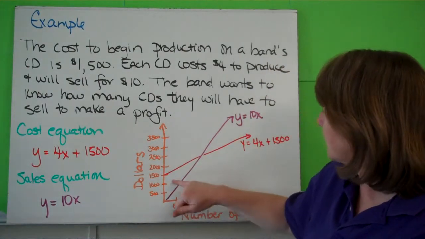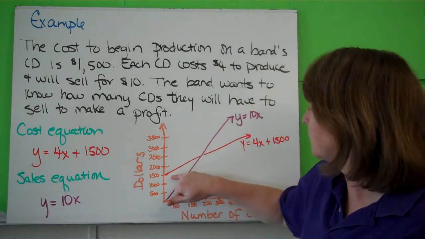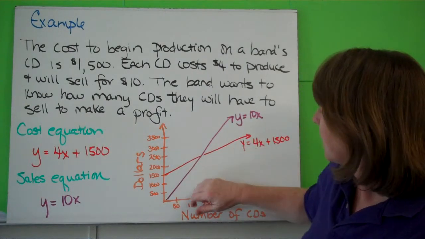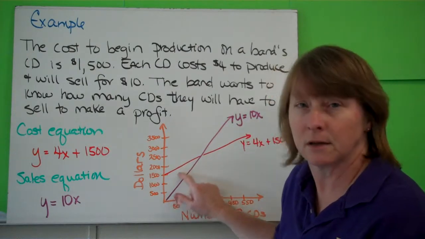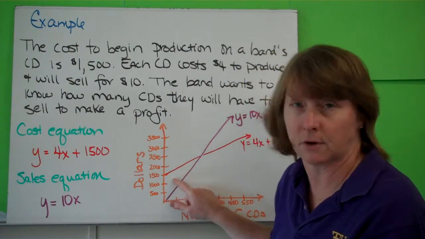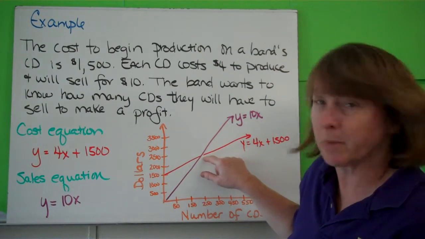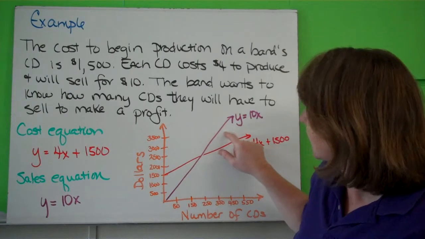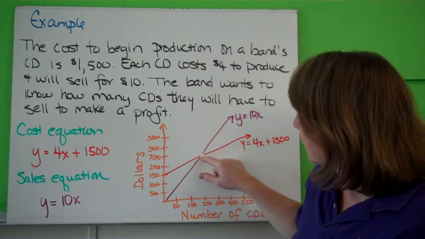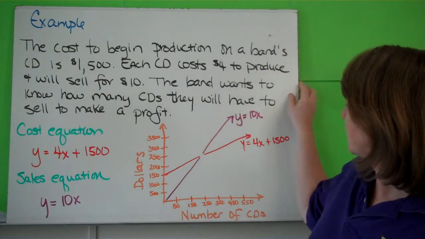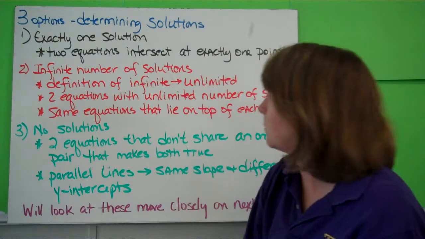So if we look here, this is the equation for the cost. We start at 1,500, the y-intercept, and it goes up. And then this is the sales, 10x. Everything here is where they've not covered their cost or made a profit. Once they cross this point, or this ordered pair that makes both equations true, they now enter into the profit. So their point would be right there before they started to enter into the profit. That's how it's used in the real world.